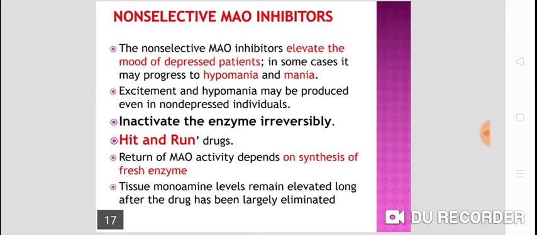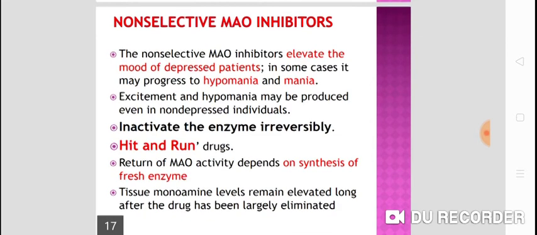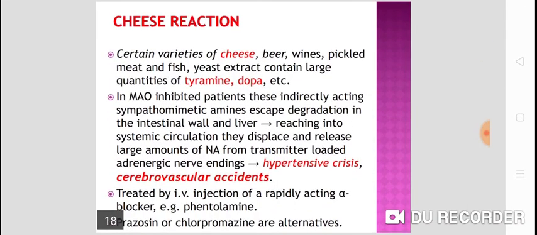And when the synthesis of fresh enzyme occurs, then only monoamine oxidase activity will return. Till then, there will be no monoamine oxidase activity. That's why, though the plasma half-life of these drugs is short, the duration of action is longer. Why? Because it will inactivate the enzyme irreversibly.